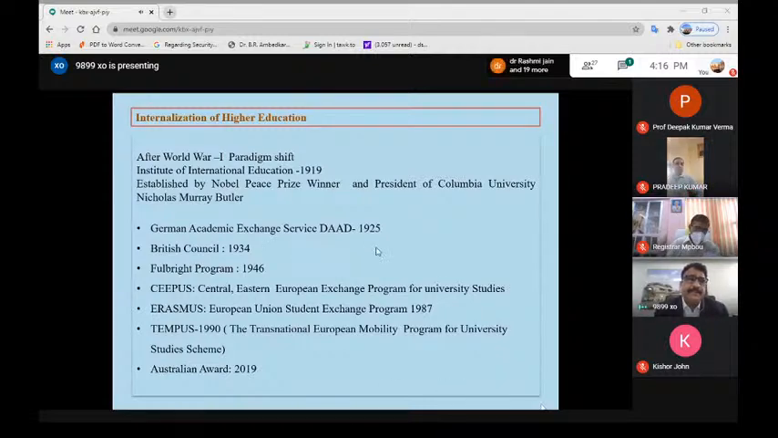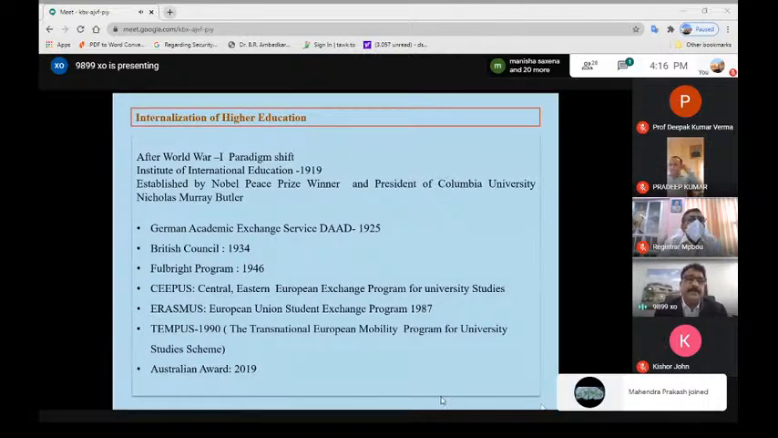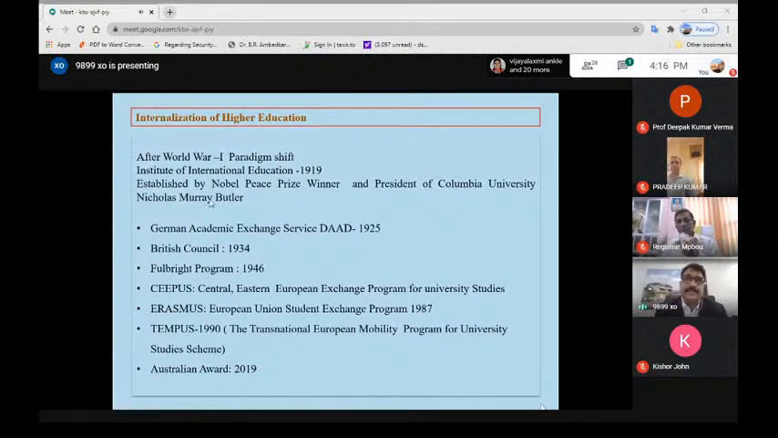At the same time, before the establishment of the international institution League of Nations, in the United States of America, Nobel Peace Prize winner and president of Columbia University, Nicholas Murray Butler, established the Institute of International Education in 1919. The main objective of that institution was to develop a soft diplomacy for higher education, where teachers, students, and academicians can interact with each other, and develop a strategic thinking for international, global, and peace and security issues.